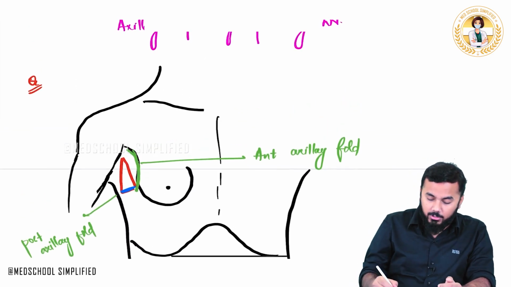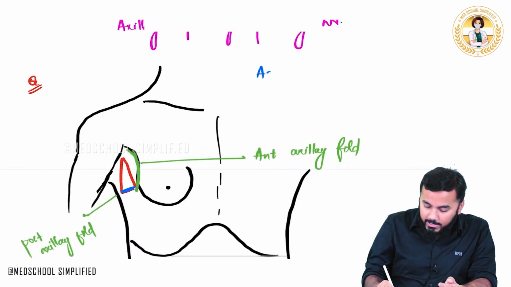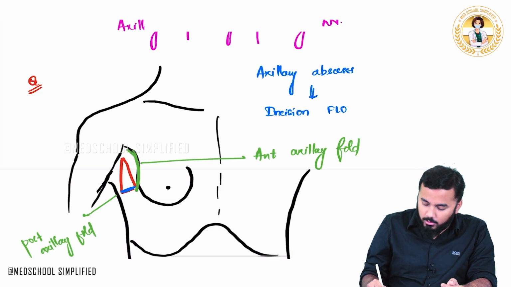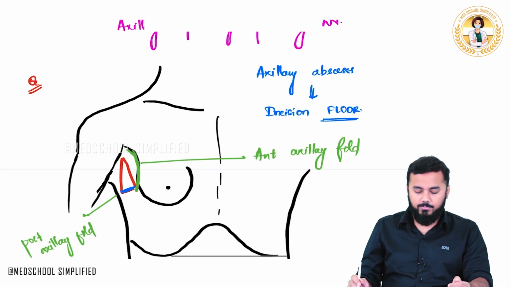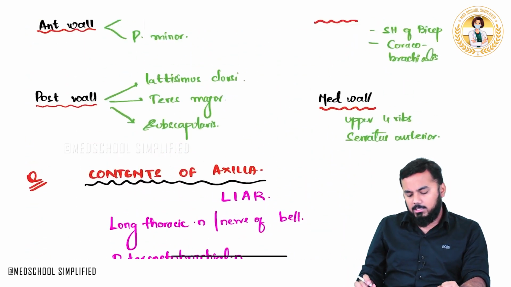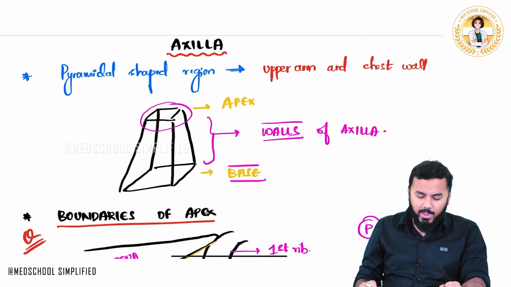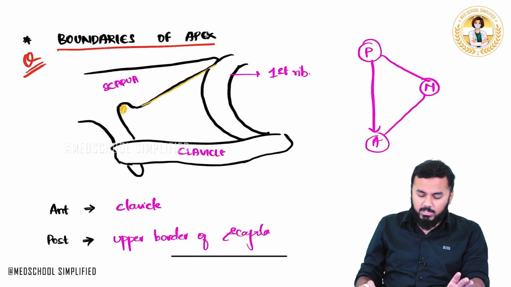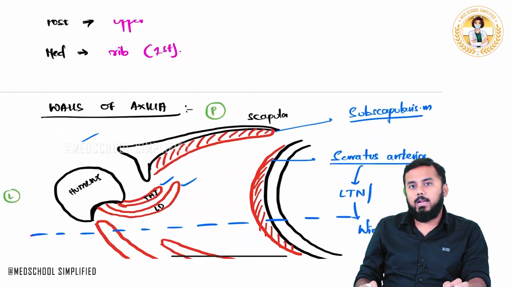I hope you understood that an axillary abscess is drained by making an incision at the floor or base of the axilla. This was a question that was asked previously. Only a few questions are asked from the axilla, but all of them are really important. So this is all the discussion you need to know regarding the axilla.